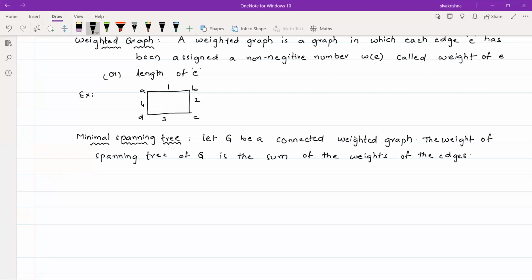It means a minimal spanning tree. A minimal spanning tree of G is a spanning tree of G with minimum weight.